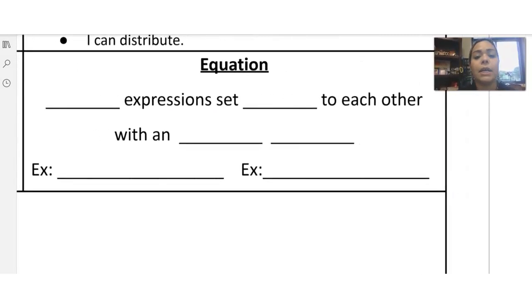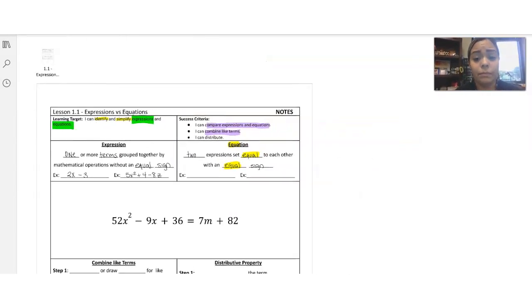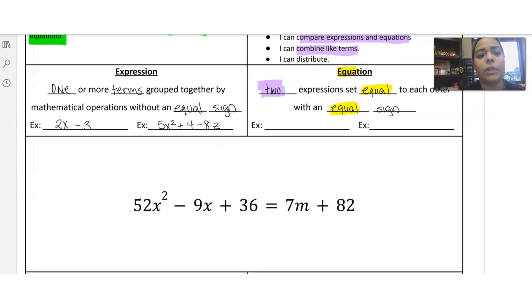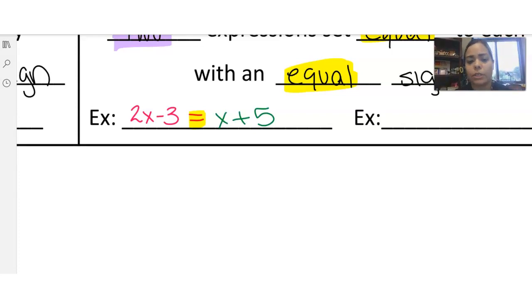Let's look at the next one. We've got an equation. An equation is when you have two expressions that equal each other with, obviously, an equal sign. Notice how the word equation looks very similar to equal and equal sign. This expression, 2x minus 3, right now it's an expression because there's no equal sign. Once I put that equal sign and another expression on the right side, now it is considered an equation.